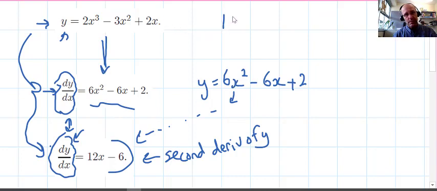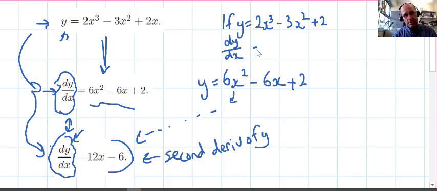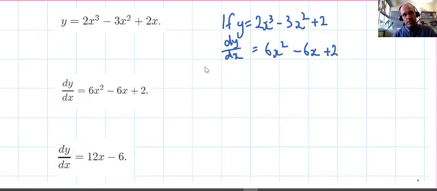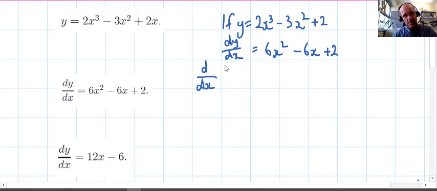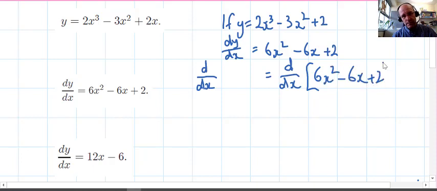So let's do this properly. We would say if y equals 2x cubed take 3x squared plus 2x, dy dx is 6x squared take 6x plus 2. Now if we take the derivative of that, the next stage would be written as the derivative of something with regards to x can be written as d dx of the thing we're trying to find the derivative of. So I'm going to leave a gap there, and what we're doing is finding d dx of 6x squared take 6x plus 2, which we know how to do. We did just before. That's going to be 12x take 6.